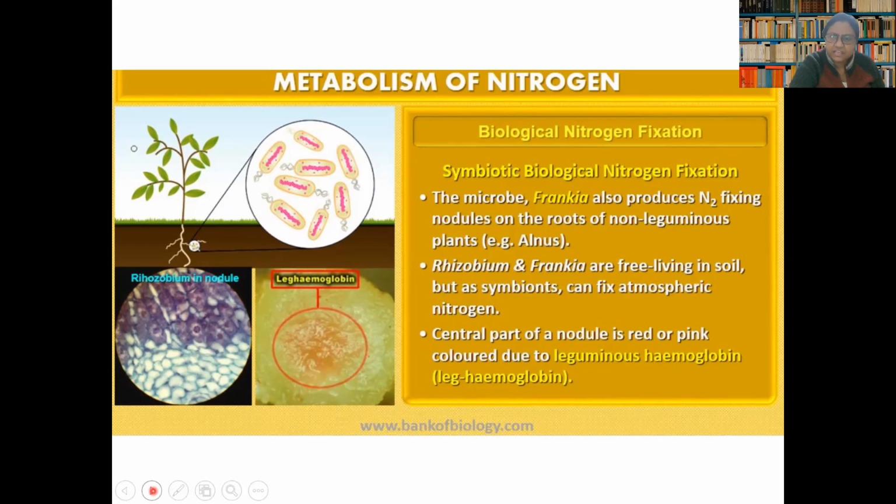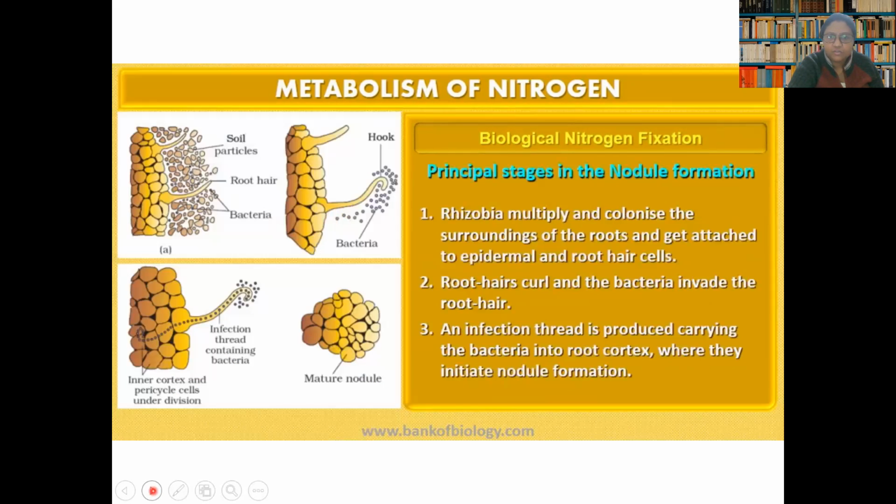But plants don't have muscle contraction. They don't have transport of oxygen by this means. Plants can take oxygen directly by stomata. Then why is leghemoglobin required, and that too in the case of leguminous plants? That we are going to see next. Before that, I wish to talk about the stages of nodule formation.